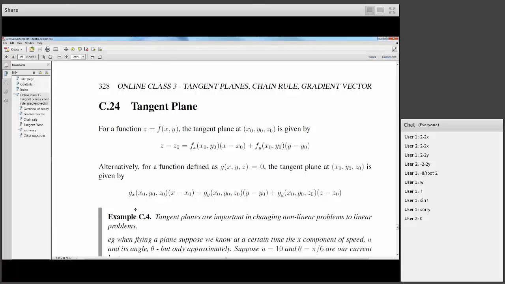And same thing here too. If you've got a function of two variables, then the tangent plane is close to the original function, so long as you're close to the point in question. The idea of a tangent plane gives you a linear approximation to a nonlinear problem, and you can use that to great effect at various points in time.